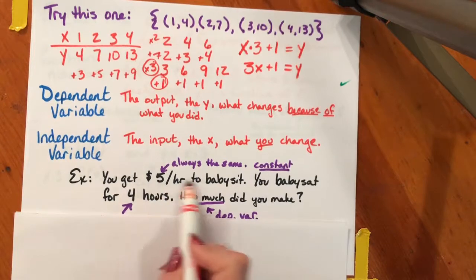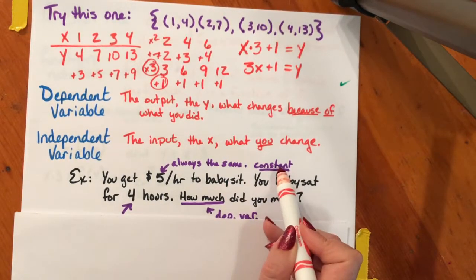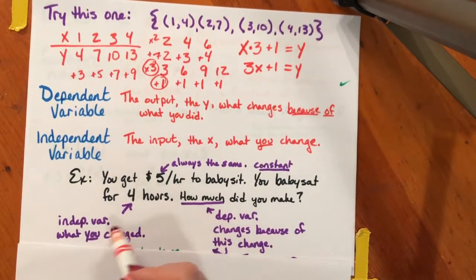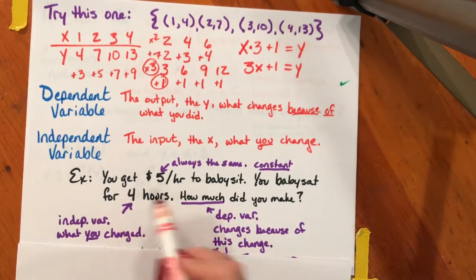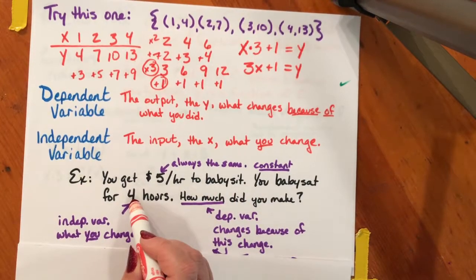$5 an hour to babysit doesn't change. This always stays the same. This is a constant, so it's not one of the two of these. What you change is the hours that you work. You have some control over this. How much did you make is dependent on how many hours you work.